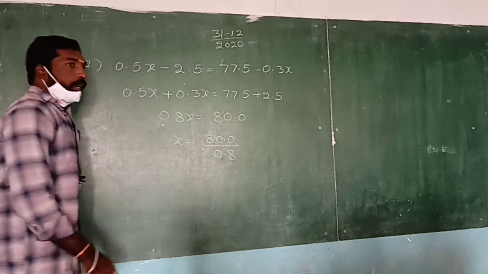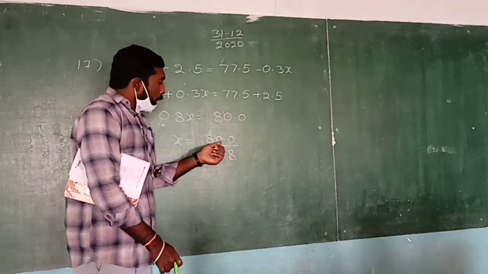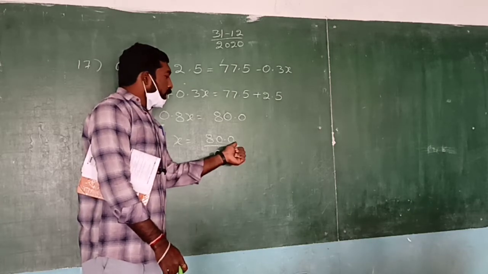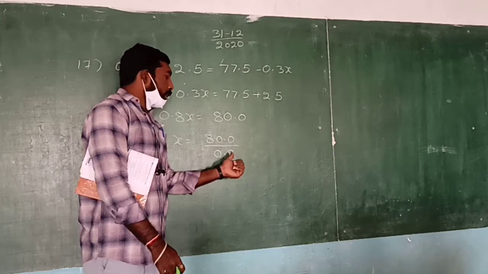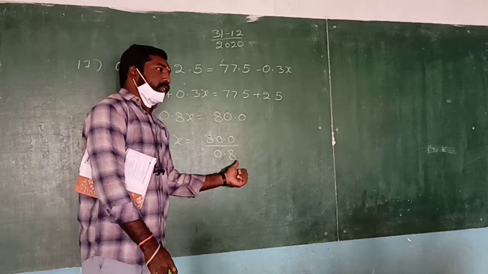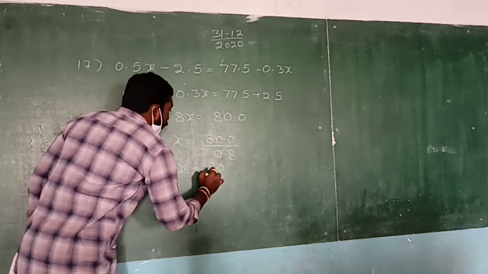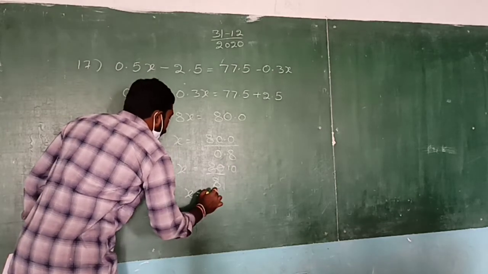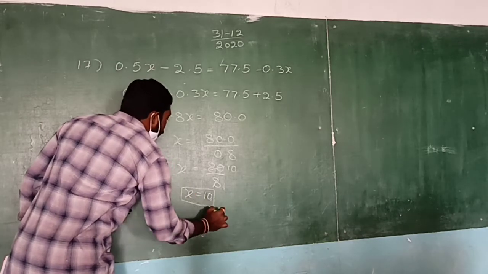0.8. 80.0 by 0.8. While there is a decimal point in both numerator and denominator, with the same number of digits after the decimal, we see only one digit after the decimal in the numerator and only one digit in the denominator. So both the decimal points get cancelled. Okay? So that's why x is equal to 80 by 8. 8 table, 1 time, 10 times. So x is equal to 8. Sorry, 10. x is equal to 10.